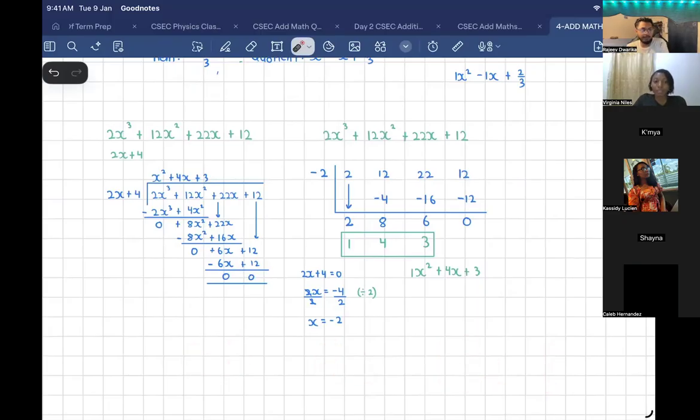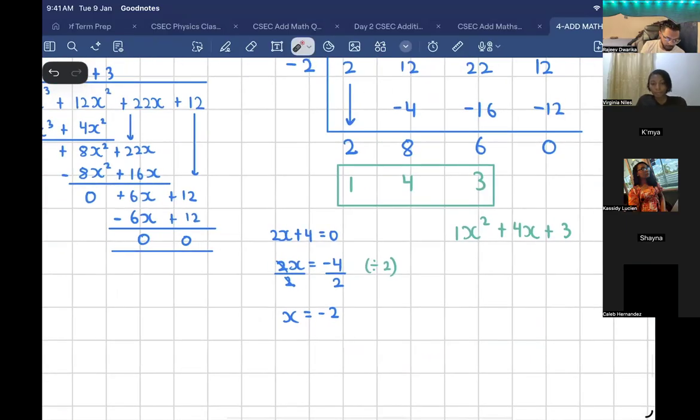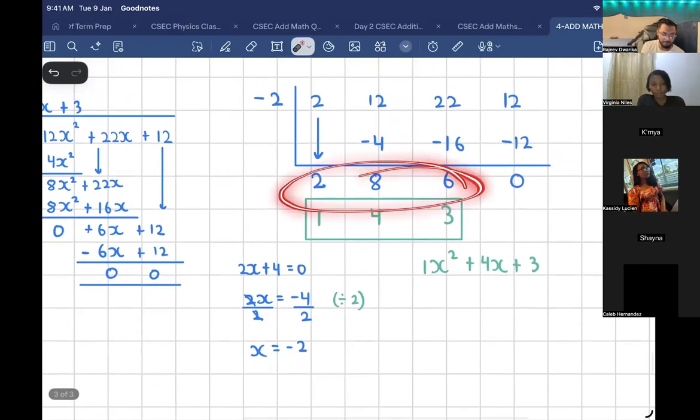The rule here is that, so you see how we had 2x plus 4 is equal to 0? When I moved across the 4 and I got 2x is equal to negative 4, what did I end up dividing throughout by? 2. Right. So if I divide it throughout by 2 there, I'll do the same thing here.